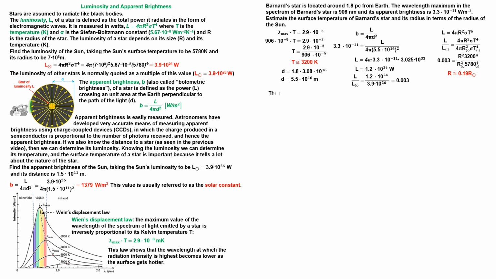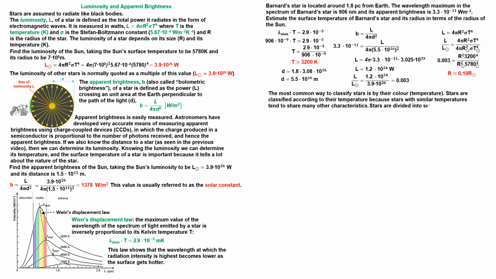The most common way to classify a star is by their color. Stars are classified according to their temperature because stars with similar temperatures tend to share many other characteristics. Stars are divided into 7 spectral classes, denoted in order of decreasing temperature, arranged from hottest to coolest. Hotter stars are blue-white and cooler stars are yellow-red.